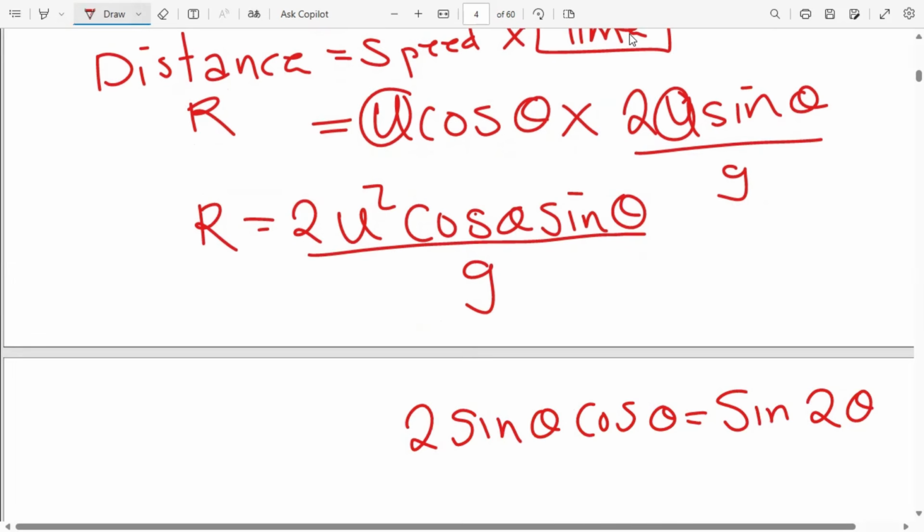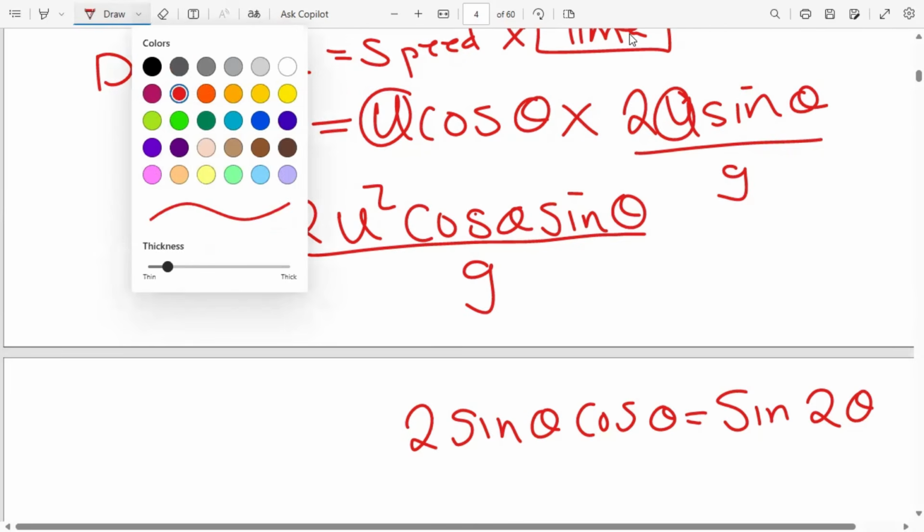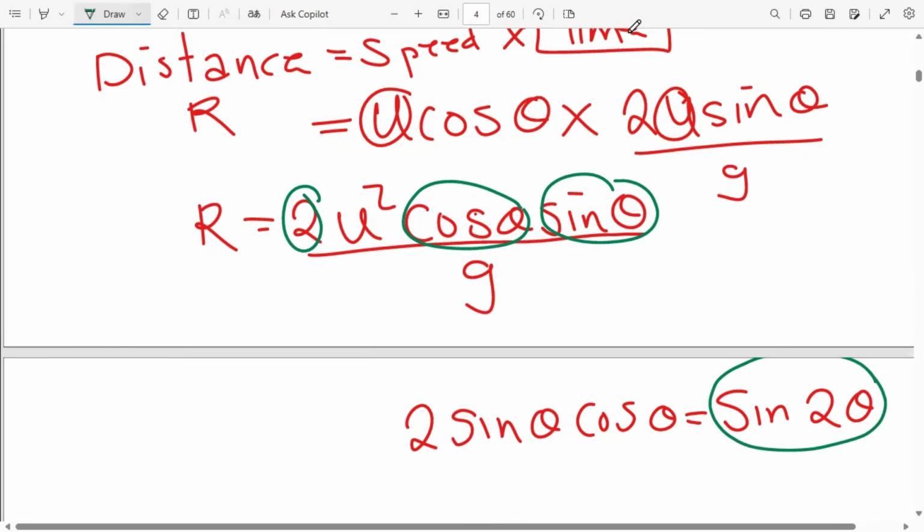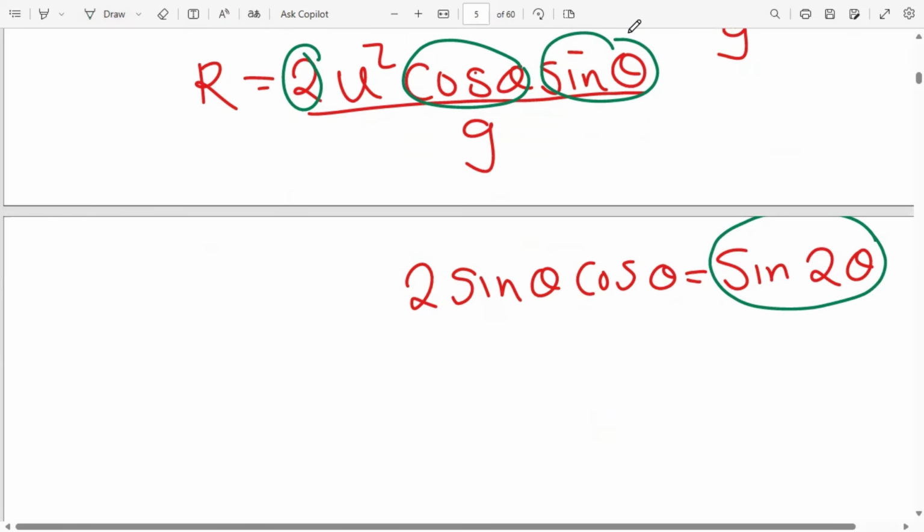We are going to learn it in mathematics. I don't know if you've already done it, or if it is in your syllabus, you are still going to cover it. But 2 sine theta cos theta is equal to sine 2 theta. And if we look at our numerator here, we have 2, cos theta and sine theta. So we are going to replace these three with this single term, sine 2 theta. So which means my final equation is going to be equal to what?